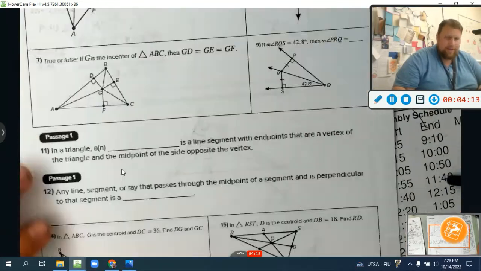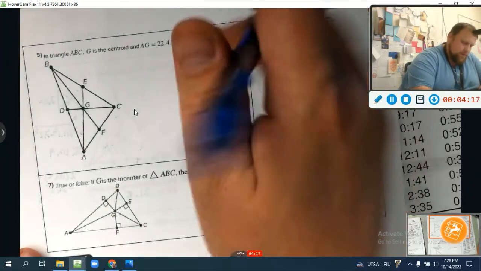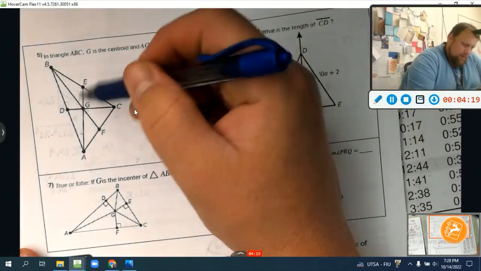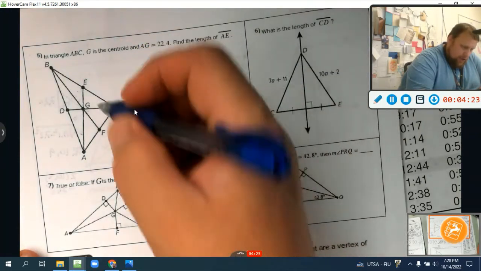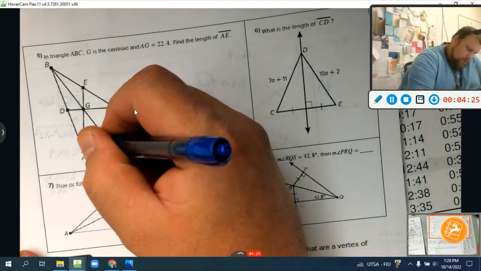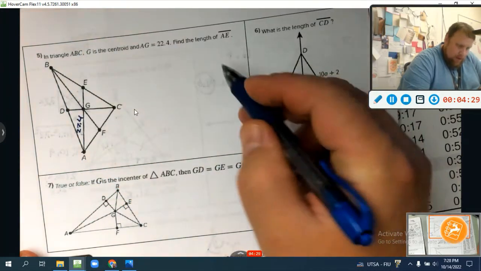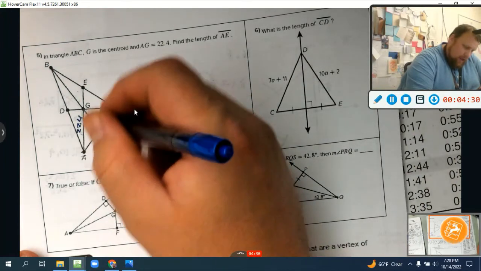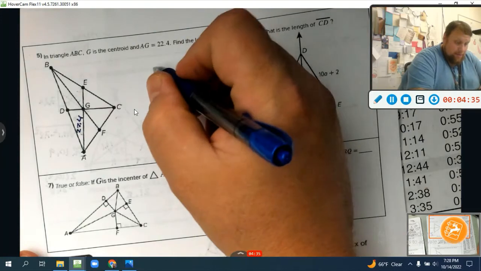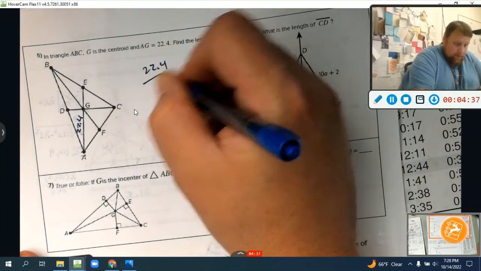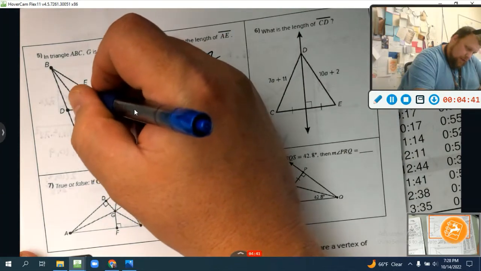Ooh, now we got a centroid. I like centroids. Centroids are the 1/3 and the 2/3. In triangle ABC, G is the centroid, and AG, see AG, just this little part right here, is 22.4. Find the length of AE. Well, if this is 22.4, and I know this is 2/3, then I'm just going to divide that by 2. 22.4 divided by 2 equals 11.2. So this would be 11.2.